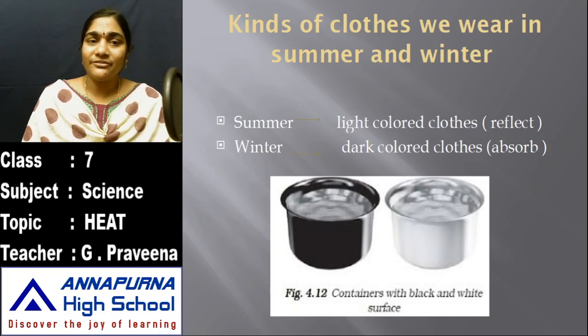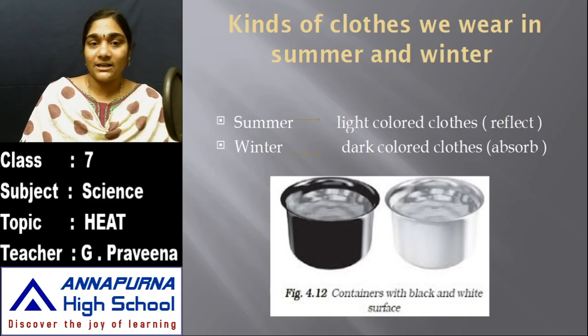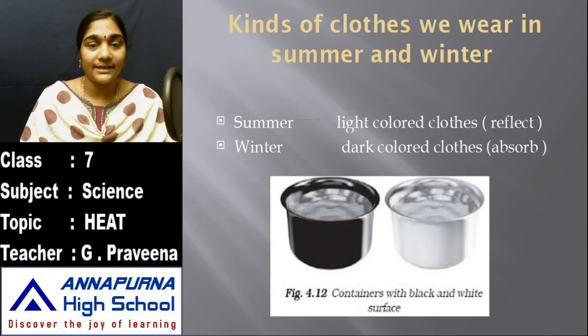Mostly we prefer to wear cotton clothes during the summer season, as they are light in color and reflect most of the light. Whereas during the winter season we prefer to wear dark colored clothes, as in the activity we have seen, the dark colored container absorbs more heat. So in winter we wear dark colored clothes, because they absorb more heat, and these woolen clothes keep us warm.